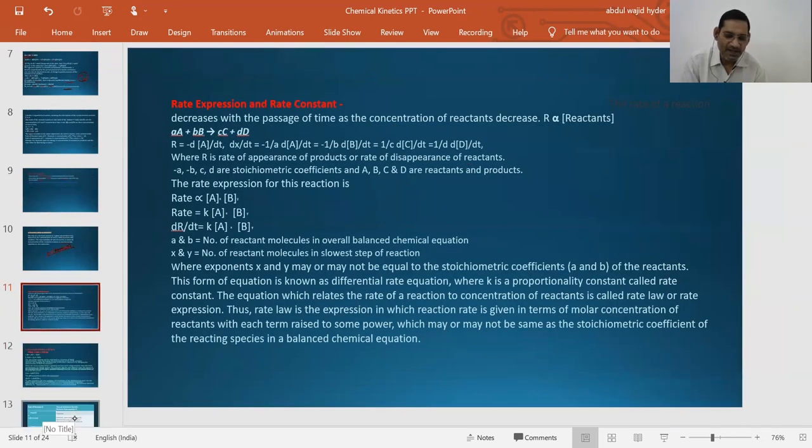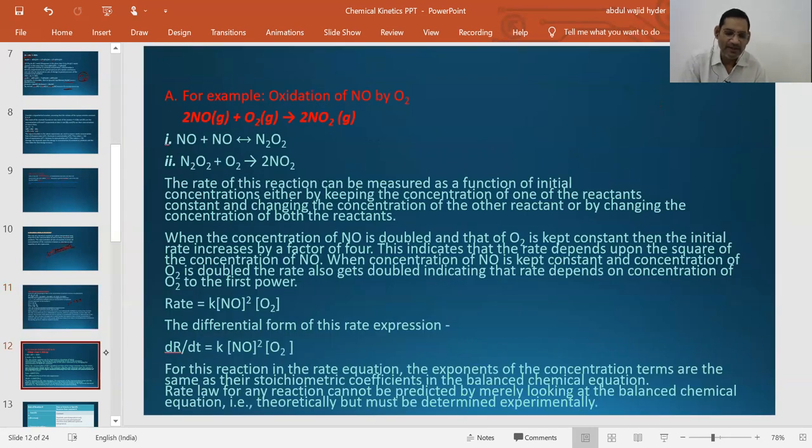Then next is the rate expression and rate constant. This is already done. Small a is the stoichiometric coefficient. There I explained the difference between A, B and X, Y. A can be equal to X or can't be equal to X. So this is all already done. Here it is written, so you can go through this all. And if some doubt is still there, you can ask me.